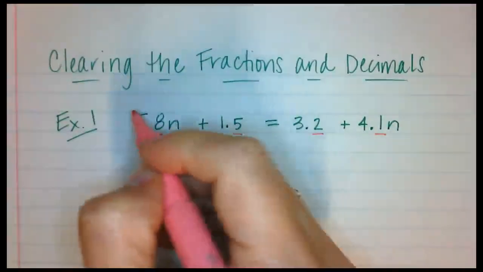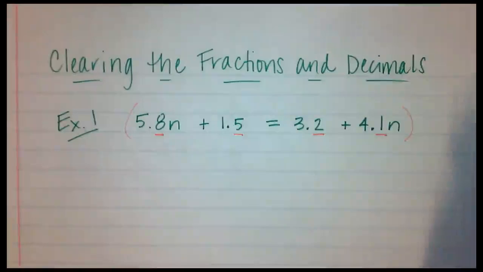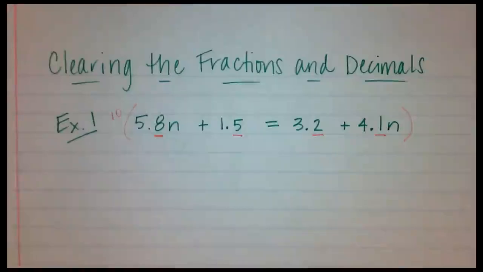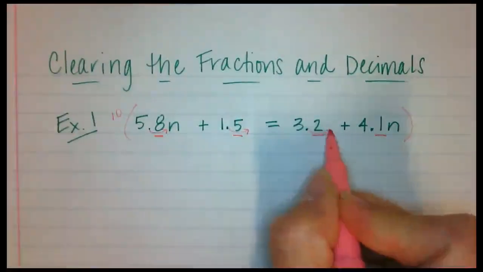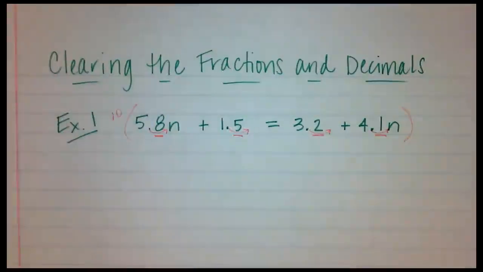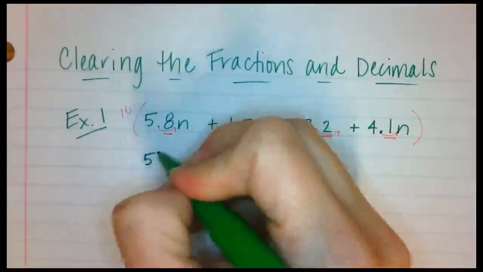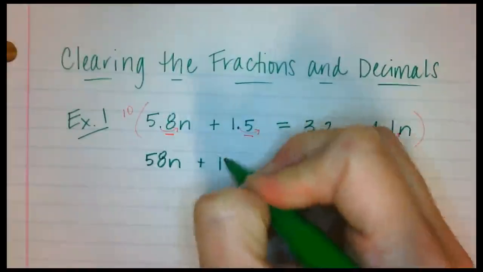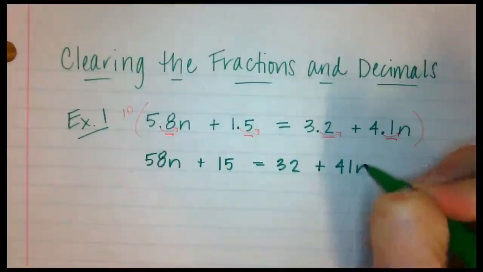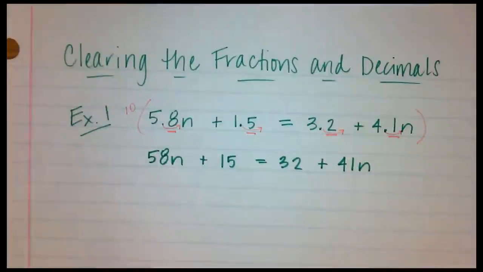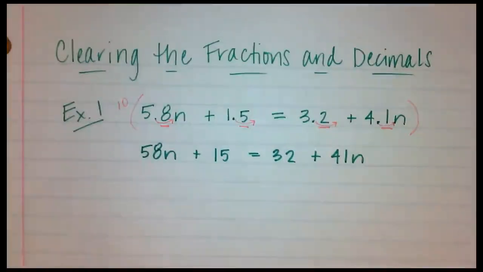So basically what we're going to do is multiply this whole equation by 10, which means that we're going to move the decimal one place on every single term in the equation. So what we would end up with is 58n plus 15 equals 32 plus 41n. And now this would be a much easier equation, especially if you do not like decimals. So from here, you would just go through the steps to solve for n.